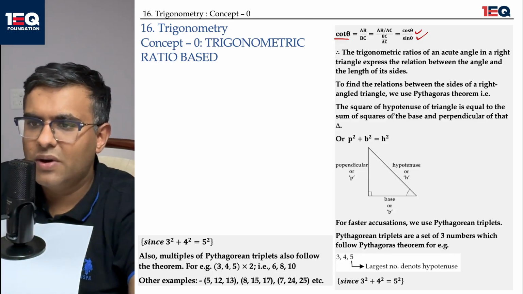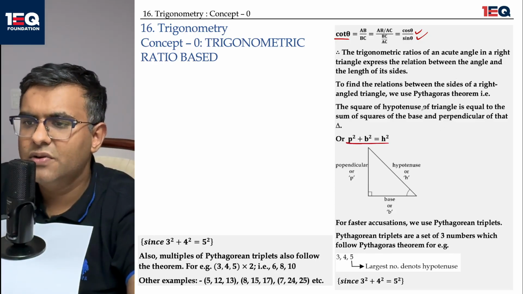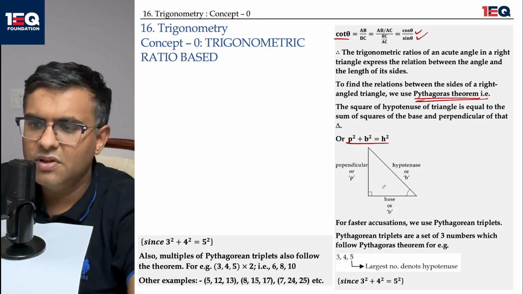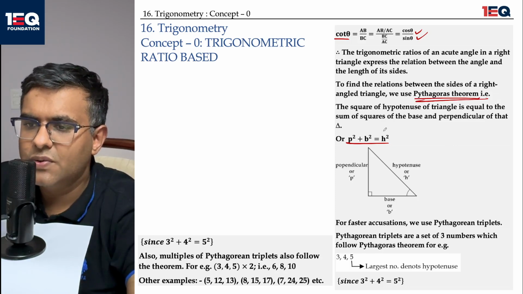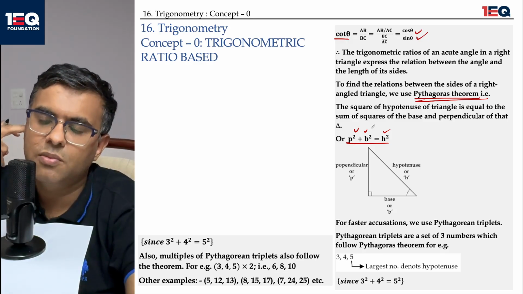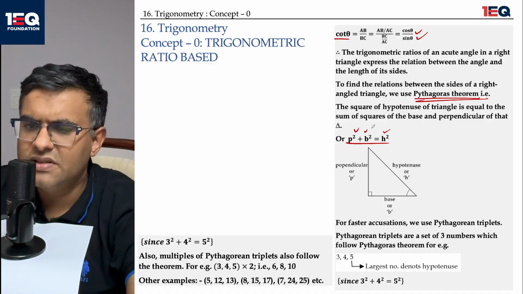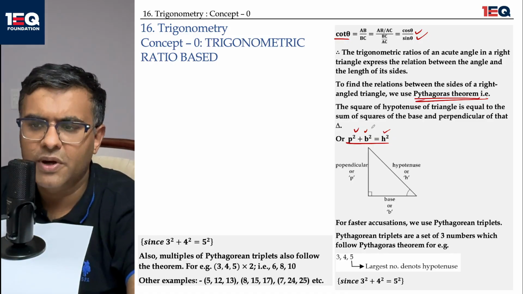Trigonometric ratios of acute angles, these things are not very important, but there is a very standard theorem which you must have used on multiple occasions, which is the Pythagoras theorem. The Pythagoras theorem states that hypotenuse square is equal to the base square plus height square, or hypotenuse square is equal to the base square plus perpendicular square. Right? Opposite square plus adjacent square is equal to hypotenuse square.